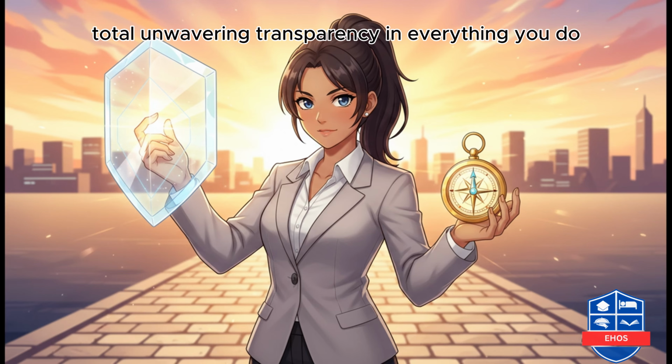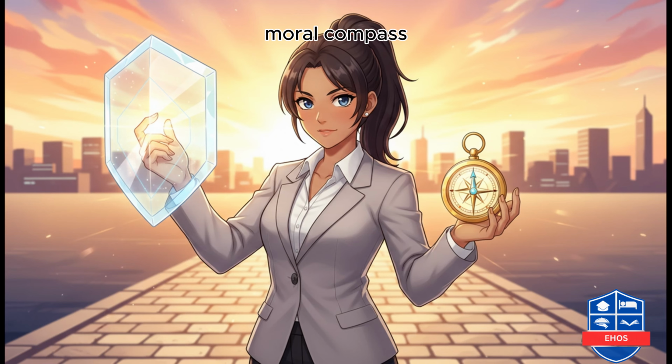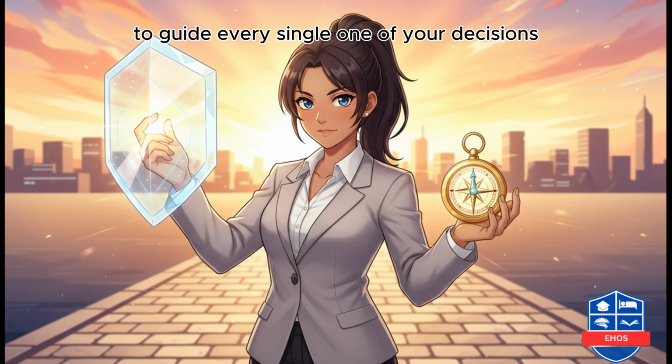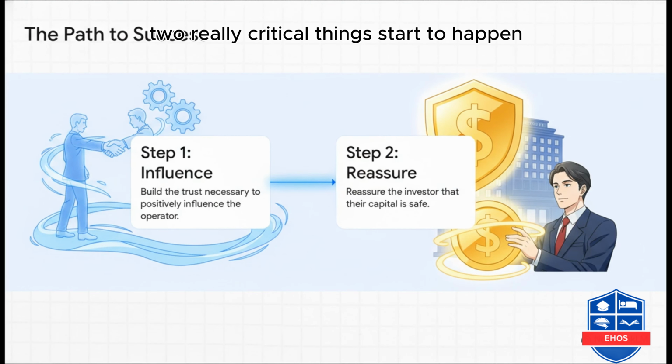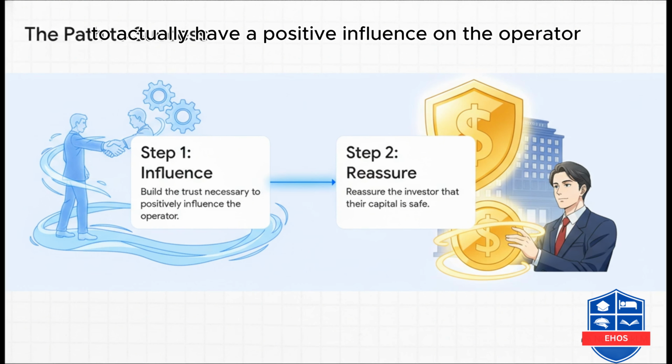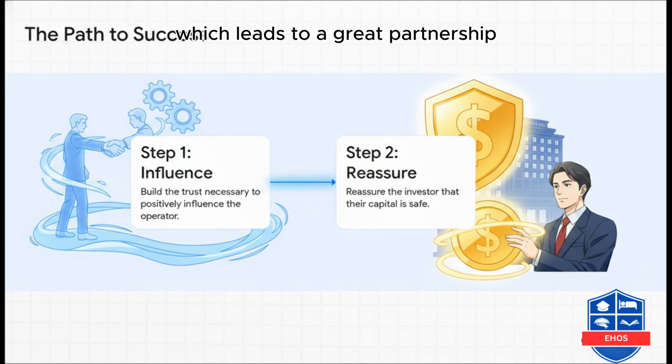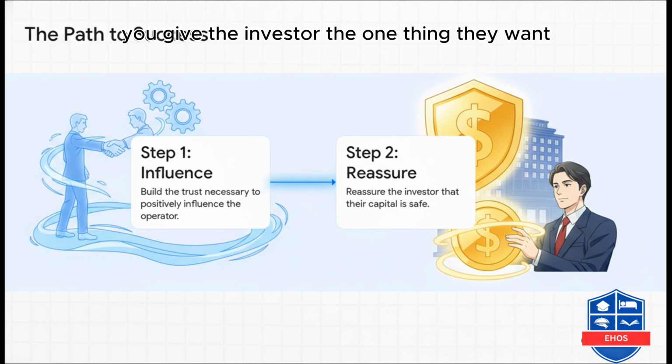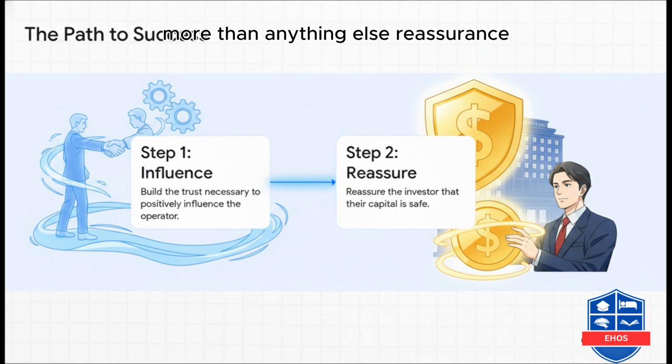Total, unwavering transparency in everything you do, and a clear, solid moral compass to guide every single one of your decisions. When you operate like that, two really critical things start to happen. First, you build the kind of trust you need to actually have a positive influence on the operator, which leads to a great partnership. And second, you give the investor the one thing they want more than anything else: reassurance.